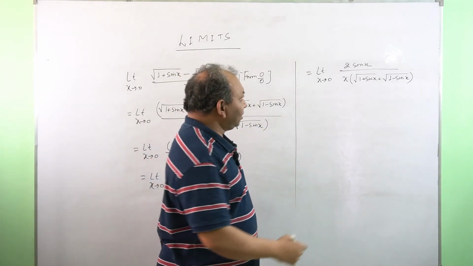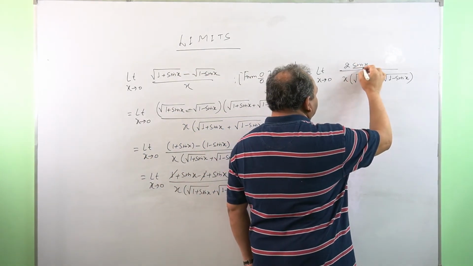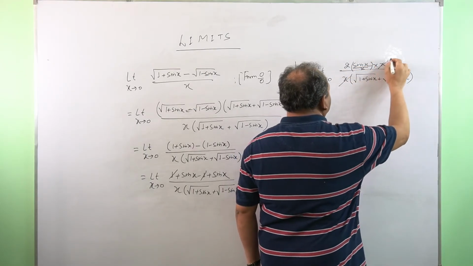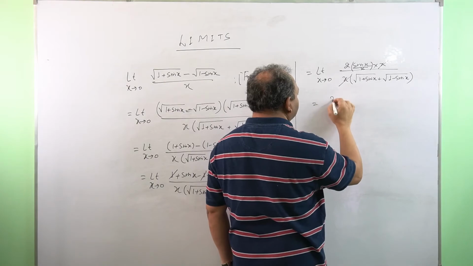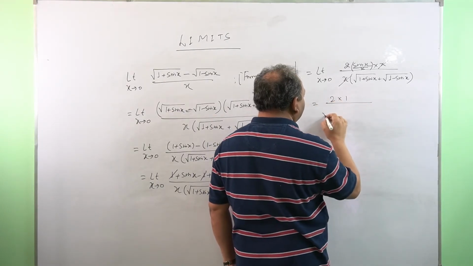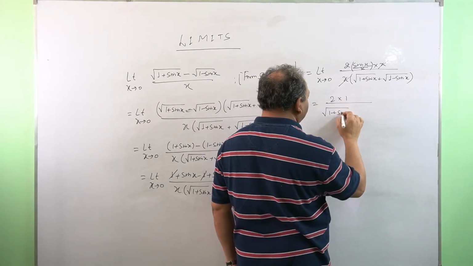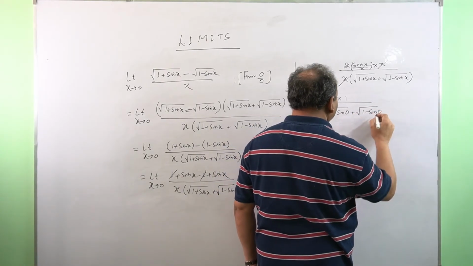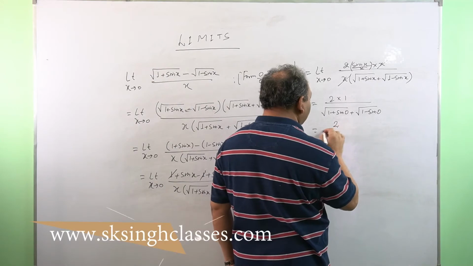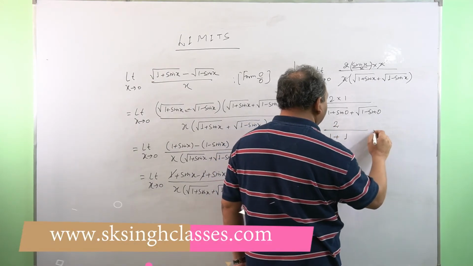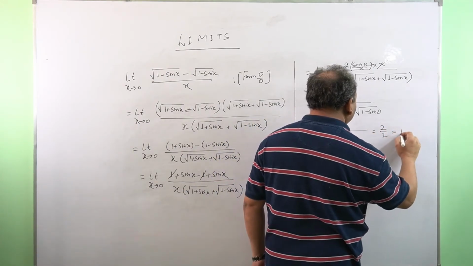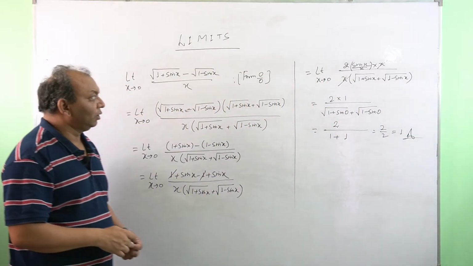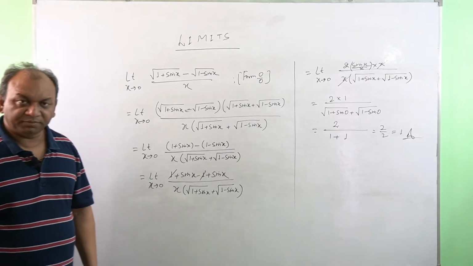In the numerator we have sin x, so we can divide sin x by x. x cancels out and this becomes 2 into 1 by (√(1 + sin 0) + √(1 − sin 0)). sin 0 is equal to 0, so 2 by (1 + 1), that is 2 by 2, which is equal to 1. So 1 is the required answer. Let's take another example.